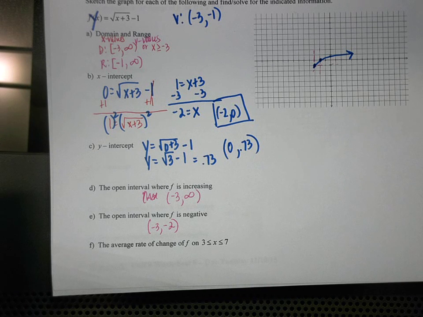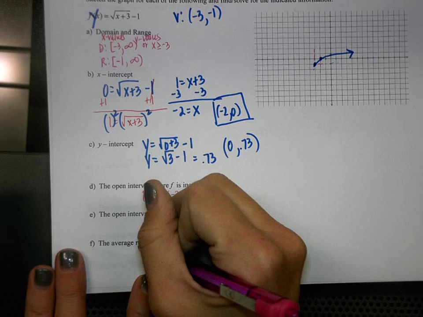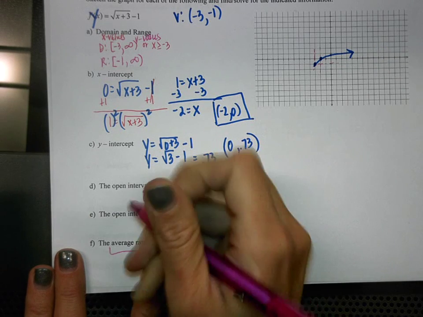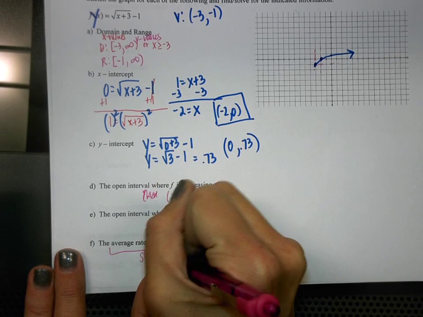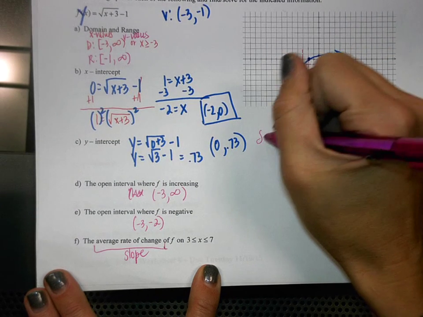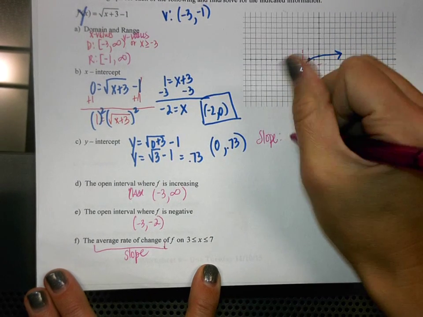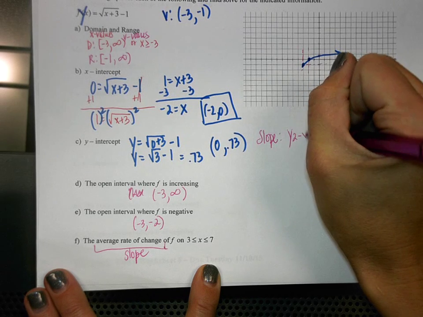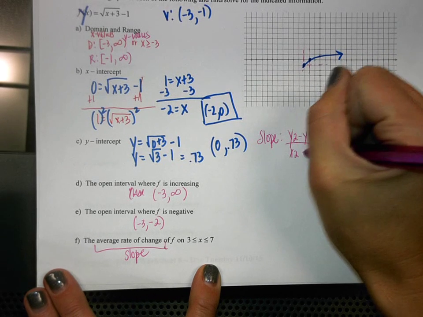What is rate of change? Anybody remember? Rate of change is the slope. Do you guys remember the slope formula? Close. Okay. So rate of change is your slope. I'm going to go over here and we're going to talk about our slope formula. So remember, for finding slope, you have y2 minus y1 over x2 minus x1.